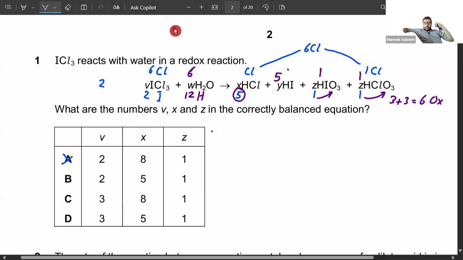But if you check here, there are now 5 iodine atoms from this point and 1 iodine from this point. That means 6 iodine on the product side, but on the reactant side, we already had 2 iodine because we had to balance the chlorine at the start. So that means this reaction is not properly balanced with respect to the iodine atoms.